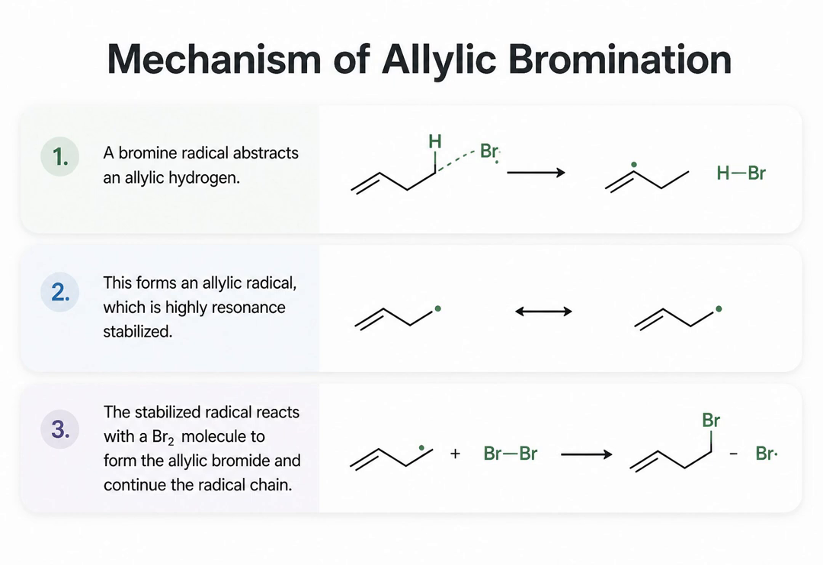A bromine radical abstracts the allylic hydrogen, leaving behind an unpaired electron on the carbon. This creates an allylic radical, which is highly stabilized by resonance with the adjacent double bond. This stable radical then easily reacts with another bromine molecule to form our final product and propagate the radical chain.